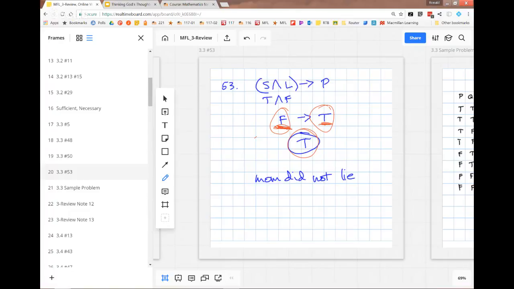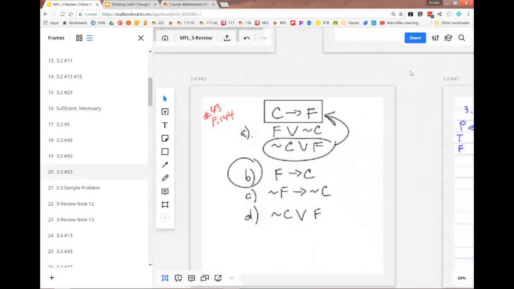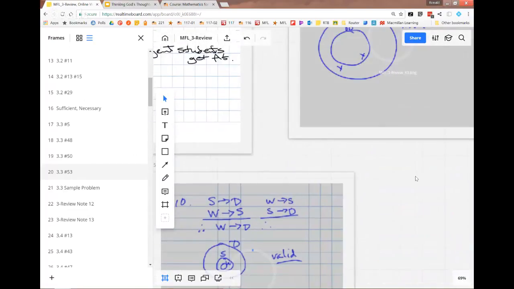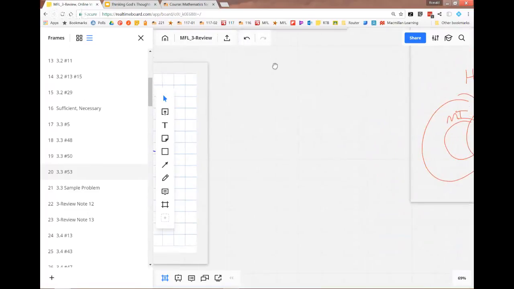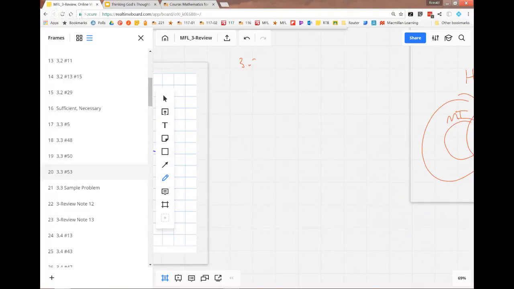Would you mind looking at number 55 again, on that same lesson, right below it? I wasn't sure how to go about answering it. Let me find some space here. Maybe I can fit it in here. Okay, so this is 3.3, number 55.